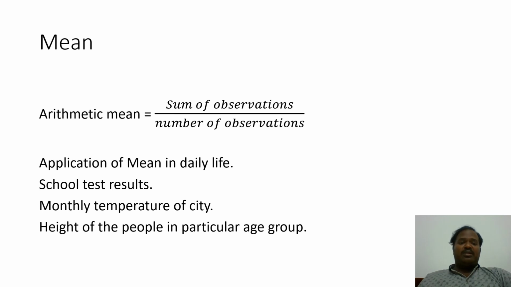Why do we need it and how do you use it in your daily life? For example, if you go to school and you get your marks and then you try to find the average mark, that tells you in one glance what your marks are and what your capacity of scoring is. Then the temperature of a city: if you find the average, that gives you a little idea about the temperature in the city. Likewise, the height of the people in a particular age group. These are the simple ways that we use mean in our daily life.